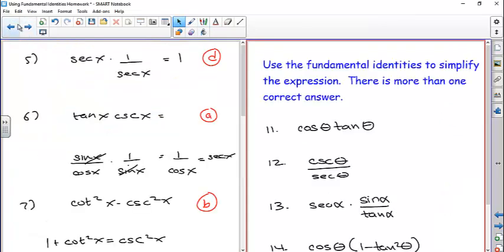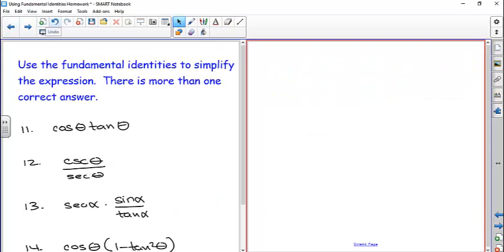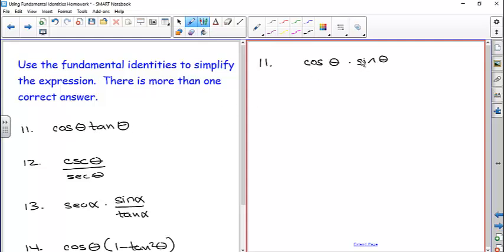Okay, the next: use the fundamental identities to simplify the expression. There is more than one correct answer. So the first one, again, there's no squareds. So probably using either the reciprocal identity or the quotient identity. Well, this is already cosine, so I'm probably not going to rewrite that. The tangent is the sine divided by the cosine. So these cancel out, and you're just left with the sine. I don't think there's only one way to do that.